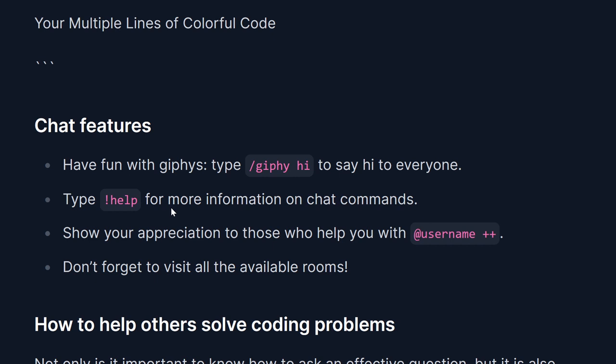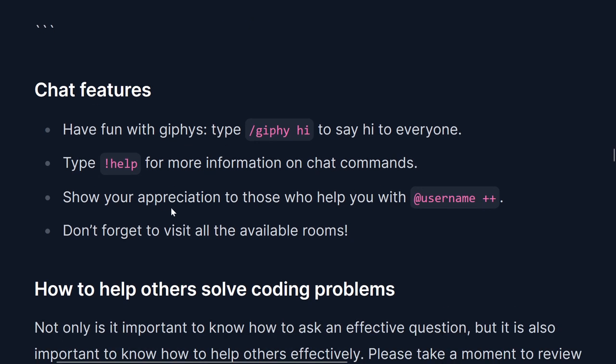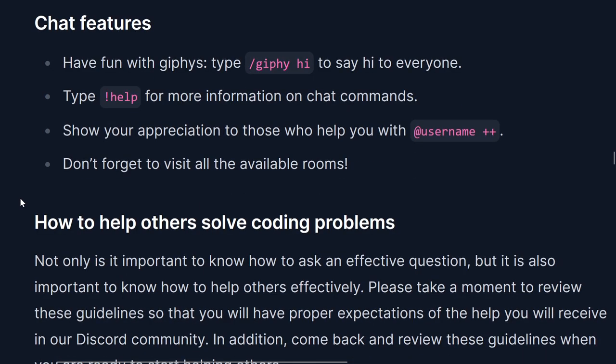Have fun with gifs. Type slash gifs hi to say hi to everyone. Type exclamation mark help for more information of chat commands. Show your appreciation to those who help you with @username plus plus. Don't forget to visit all the available rooms.